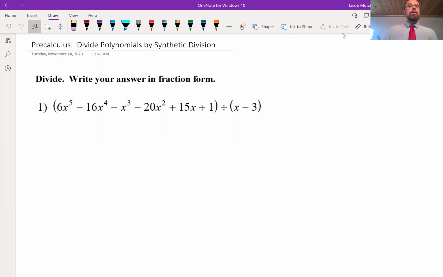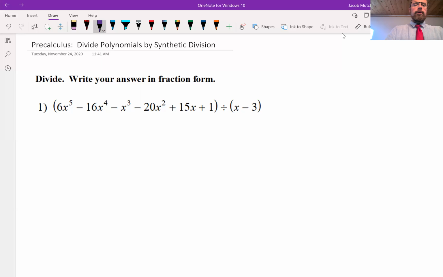Whenever I've got this arrangement, any type of polynomial divided by a linear binomial, I can use a process of division called synthetic division. Now, we've worked with long division in the past, and that, in fact, would work fine. But if you've got a division by something like x minus 3, there's a shortcut. So let's use synthetic division to make this process faster.